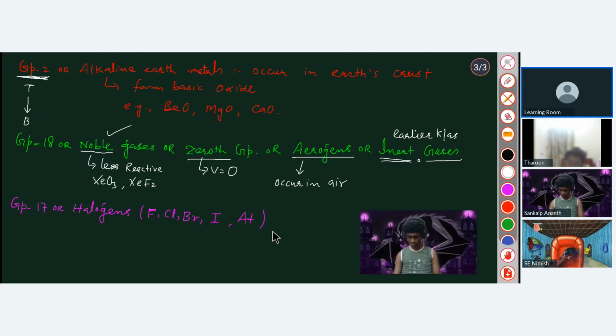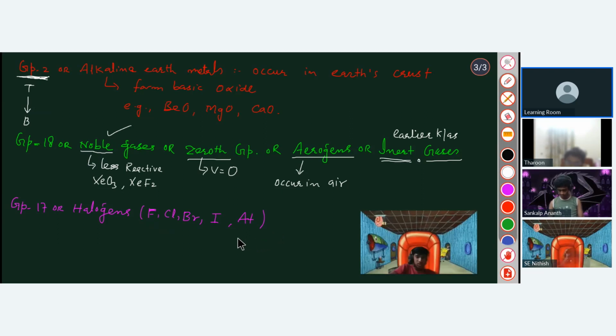Chlorine, bromine, iodine, astatine, they are your halogens. What do you mean by halo actually? Halogens are salt-forming substances. Halo means salt and gen means generator. That means they are salt-forming elements.